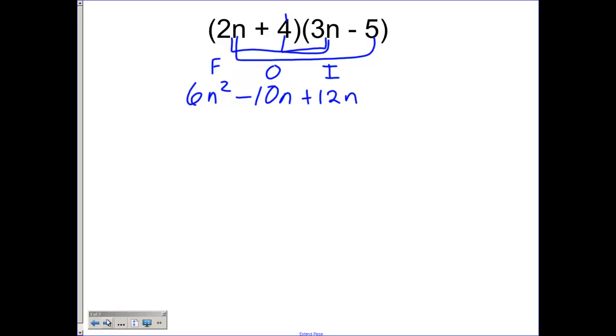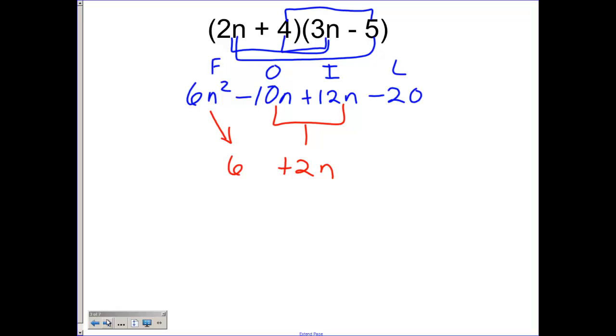And then we're going to multiply the last two terms, the 4 and the negative 5, and that's going to give us a negative 20, and that's our L. And that's where our FOIL comes from, F-O-I-L, 4 terms, or four multiplications, 4 products. The 2 in the middle, the O and the I, will add up to a positive 2n, and then I just bring down my 6n squared, and my minus 20 will also come down. So I still have an F here and L here, but the middle term is actually O plus I combined.